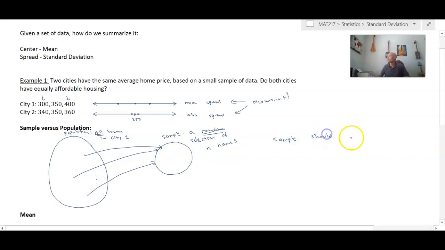So our sample should fairly represent the population.